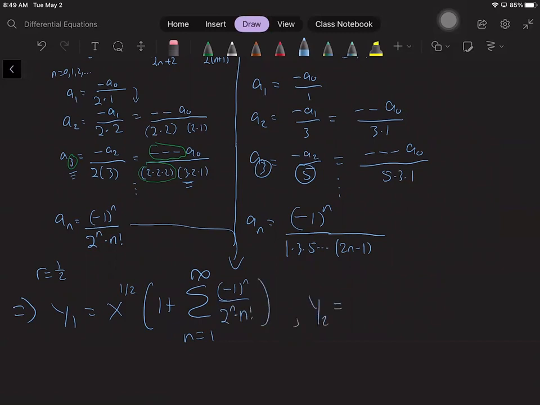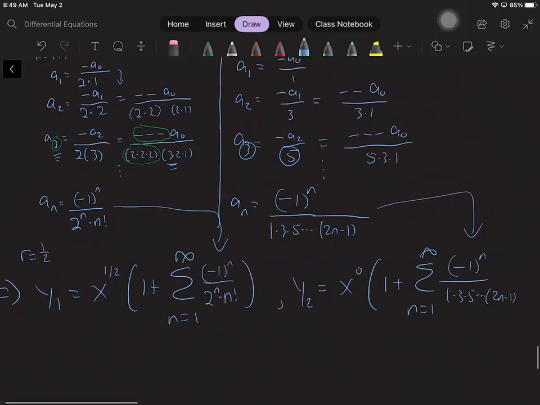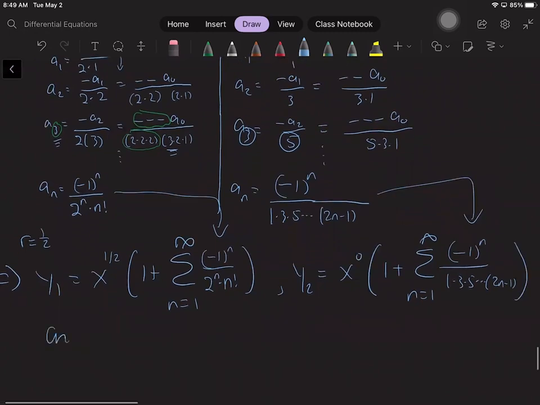Your y2 is x to the 0 because of r equals 0. 1 plus, and now it's this thing. Okay, so that's the faster way to finish this type of problem, it always works like this. Okay, and then y equals c1 y1 plus c2 y2 is the general solution.